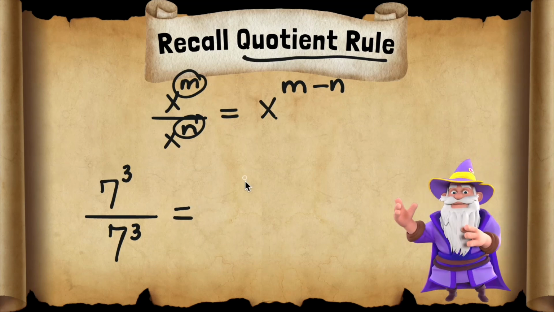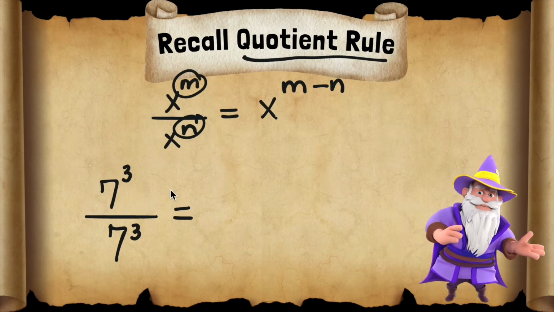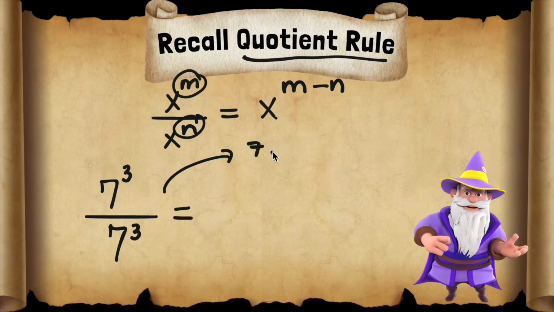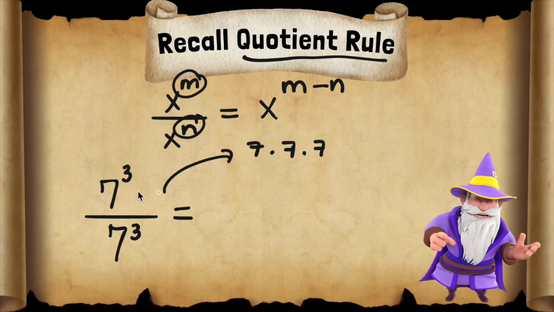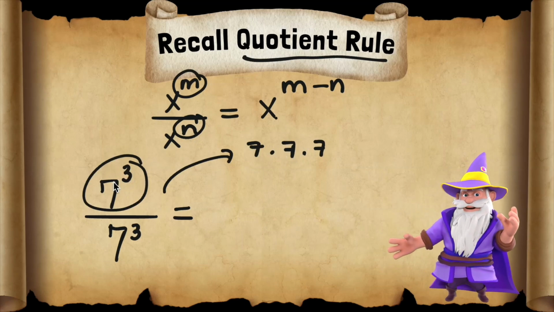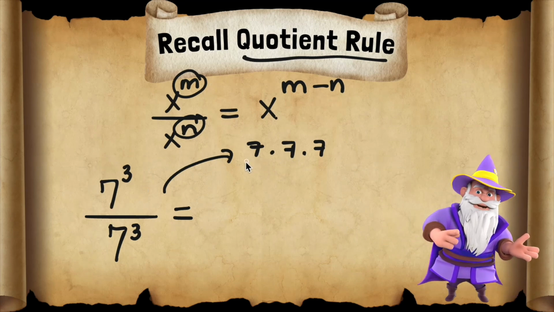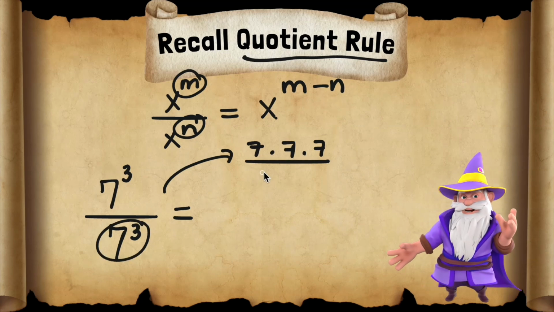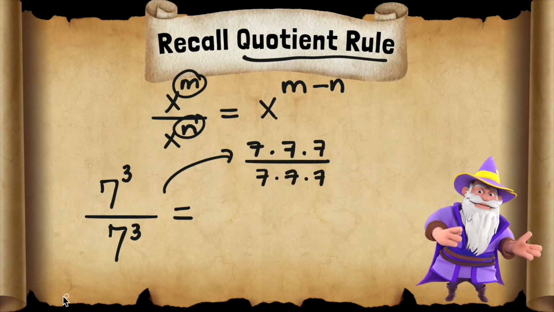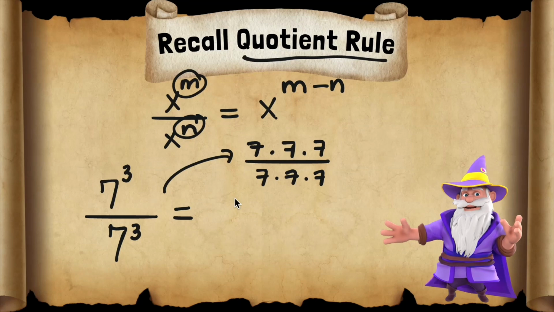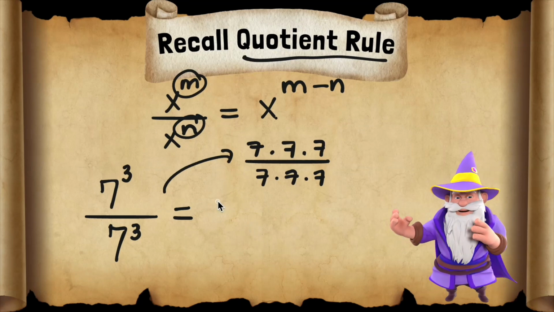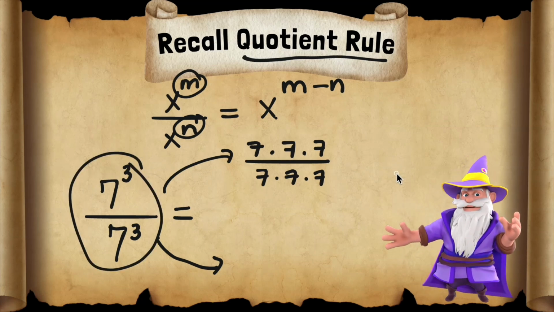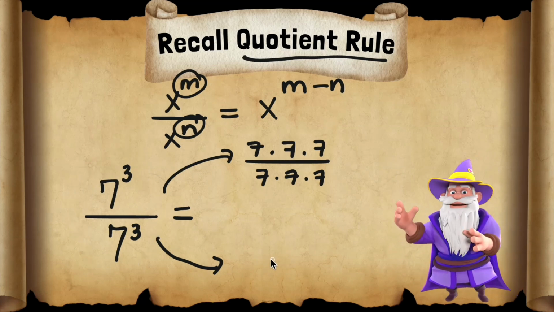Based on this rule, we know that 7 raised to 3 can be written like this: 7 times 7 times 7. You multiply 7 three times by itself. Of course, if we have it on top, we also have it at the bottom: 7 times 7 times 7, which is the same as well. Later we will figure out why we did that. Also, we can write this particular expression as this one.